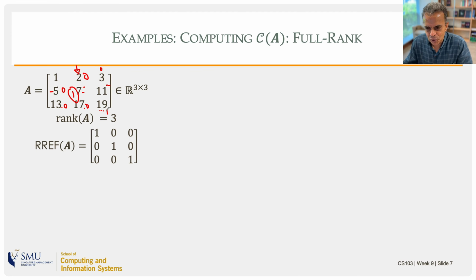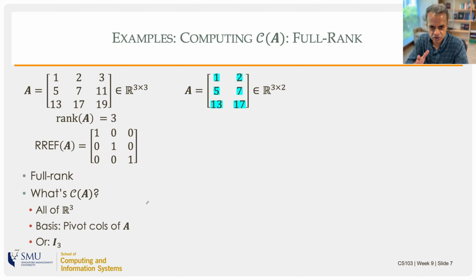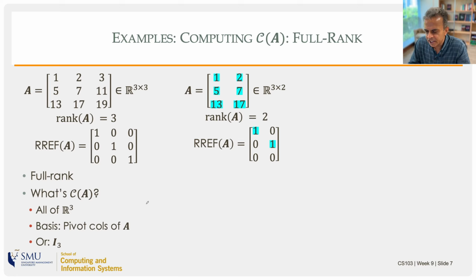Now let's take a tall matrix. This has only 2 columns, the first 2 columns of A, really, of the first example. Now, what's the RREF of A? Again, going through the same procedure, you will see that it's got something like an identity matrix, I2 near the top and a 0 row near the bottom. It is a full column rank matrix. The columns are linearly independent.